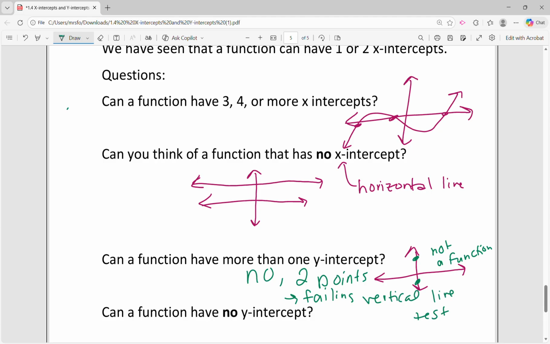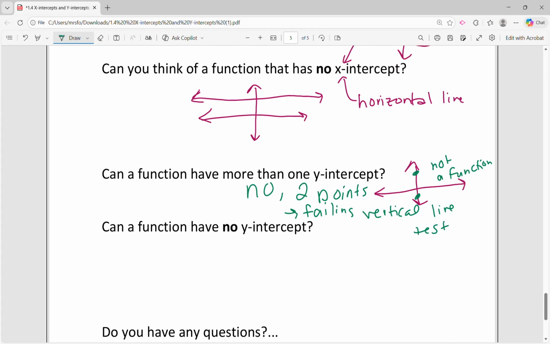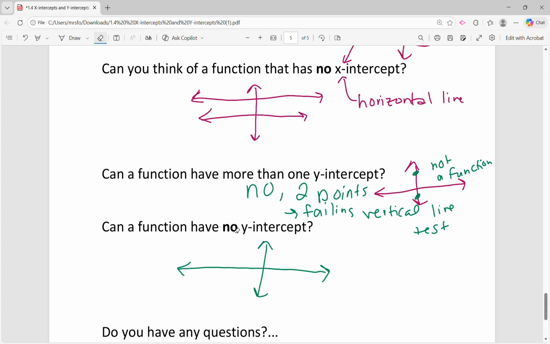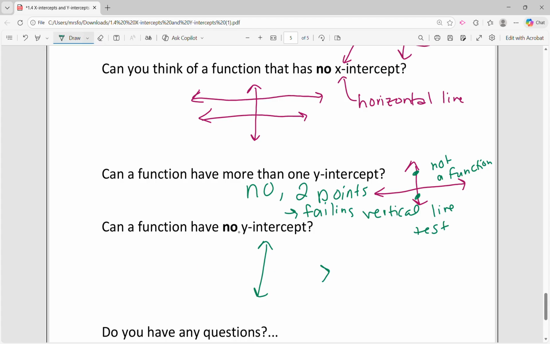Okay. Can a function have no y-intercept? All right. Can a function have no... I made that line kind of ridiculously long. Can a function have no y-intercept? So think about it. A function could have no y-intercept if it never crosses the y-axis.